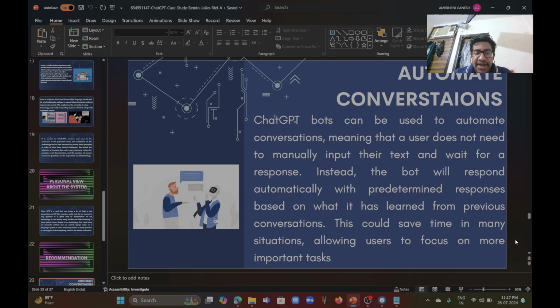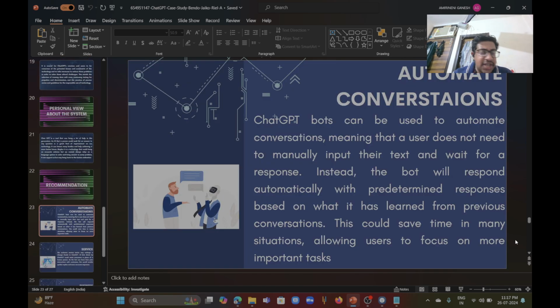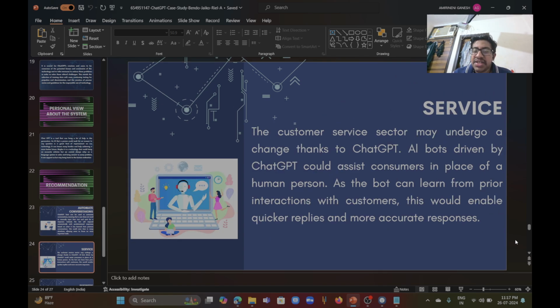Okay, there are recommendations. Automate conversation: chatbots, ChatGPT bots can be used to automate conversation. The user doesn't need to manually input their text and wait for a response. Instead, the bot will respond automatically with a predetermined response based on what it has learned from previous conversations. This could save time in many situations, allowing users to focus on more important tasks. The customer service sector may undergo change thanks to ChatGPT. An AI bot driven by ChatGPT could assist consumers in place of human persons, and the AI bot learns from prior interactions with customers and would enable quick and more accurate responses.